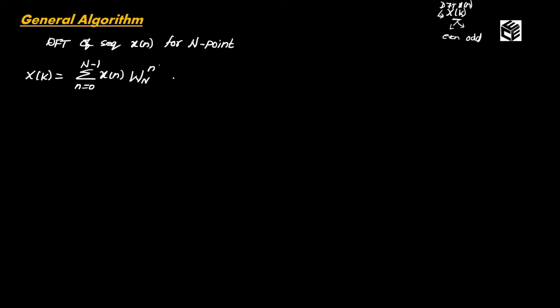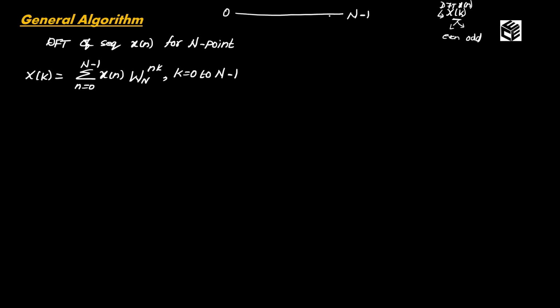Now let's move into the topic. Our first point is, I am going to consider a DFT of sequence x of n for N point. We all know the formula, right? X of k is equal to summation n equal to 0 to N minus 1, x of n W N to the power nk, where the value of k is also from 0 to N minus 1. Understood?